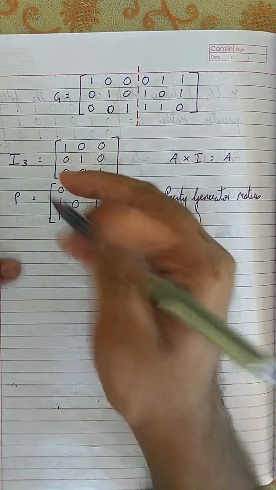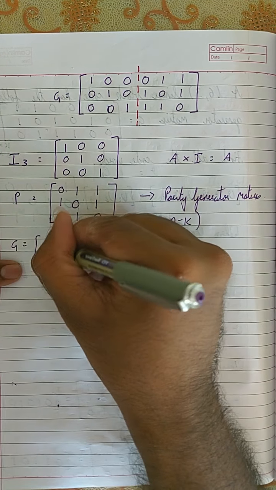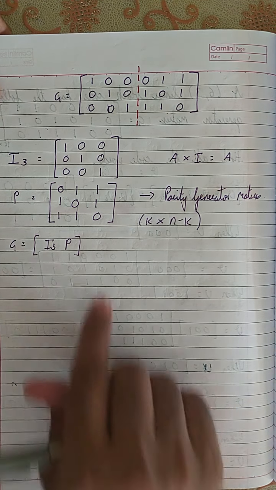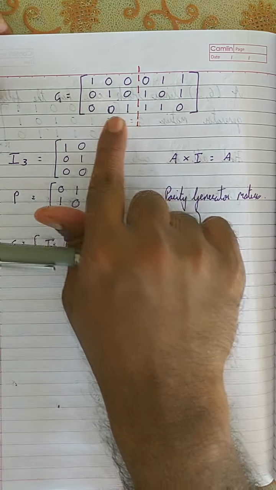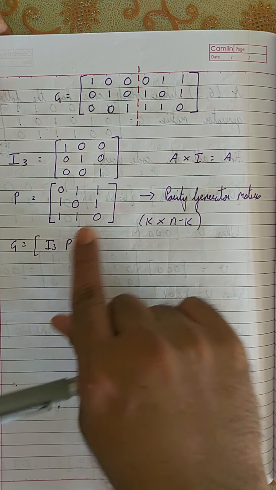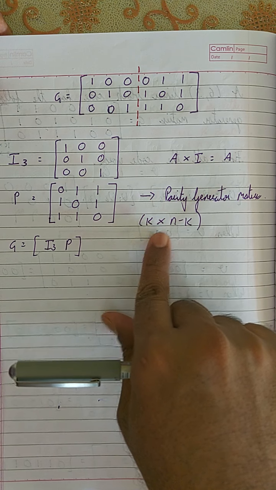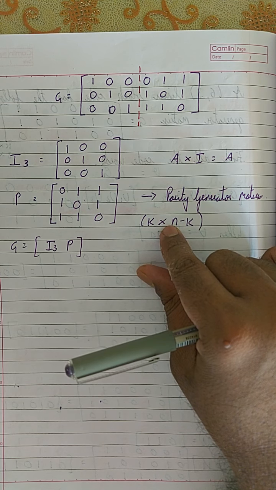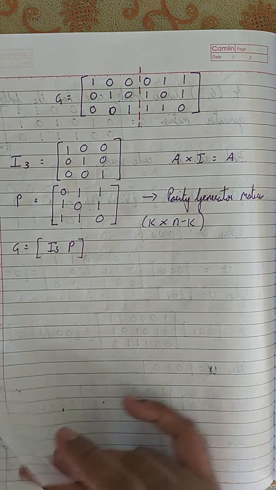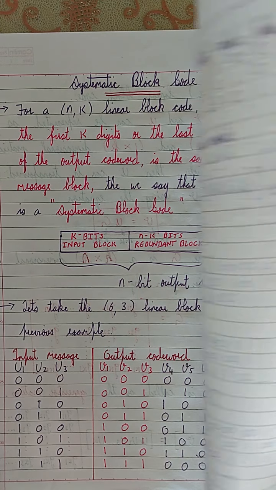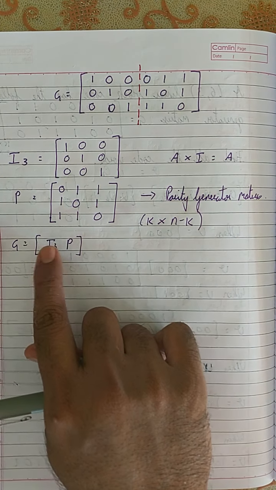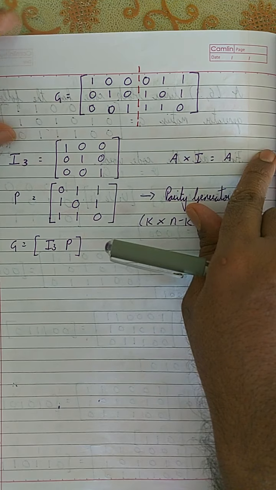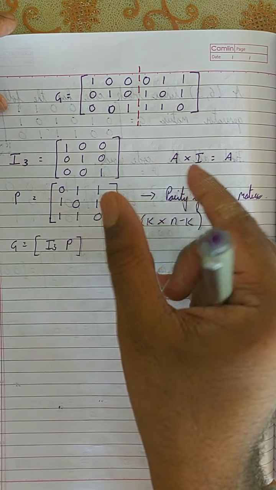Which means this generator matrix can be written as [I3 P]. This is how we write it as a short form, where I3 is the identity matrix of 3 rows and 3 columns, and P is called the parity generator matrix, whose dimension is k by n minus k, and whose value is given by this. So the reason why the first portion of the output code is the same as the input message is because of the presence of the identity matrix. That is, the first part of the generator matrix is the identity matrix. This identity matrix does not always have to be the first part.